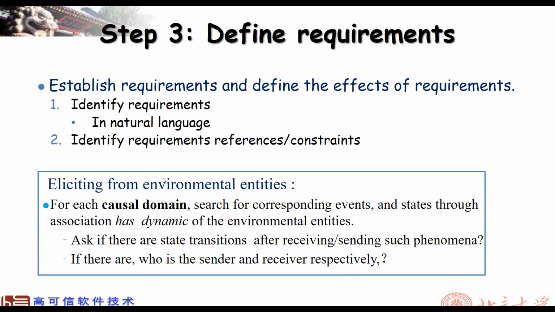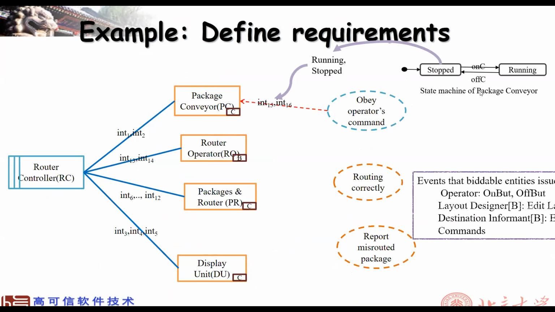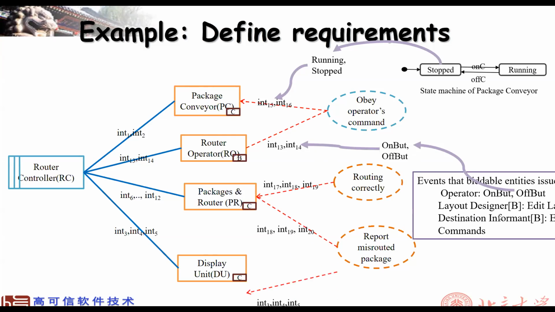And for step three, to define the requirements, we mean eliciting them from environment entities. For each causal entity, we identify three requirements. From the state machine of the package conveyor, we find the requirement constraint is running, stopped. And for the events that the bindable entity issues, they are on button, off button. This is from the bindable entity. And similarly, we can get the other requirement references and constraints.